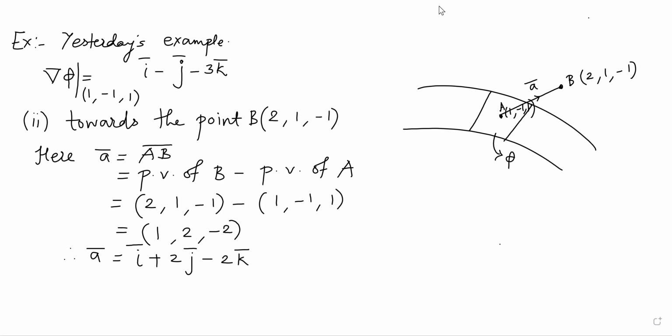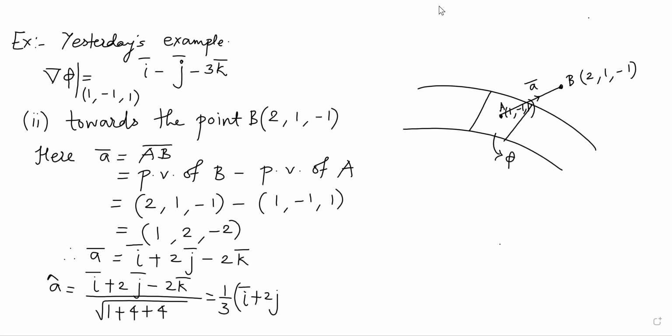And what is a cap for this? So a cap is nothing but you just divide it by its magnitude. So what is our magnitude? It is the square root of 1 plus 4 plus 4, that is 3. So we have 1 by 3 times i bar plus 2j bar minus 2k bar.